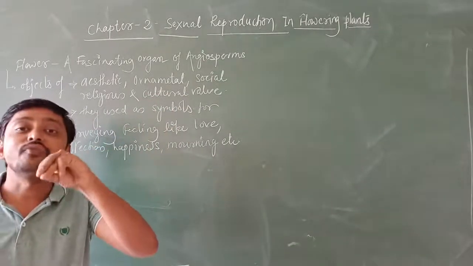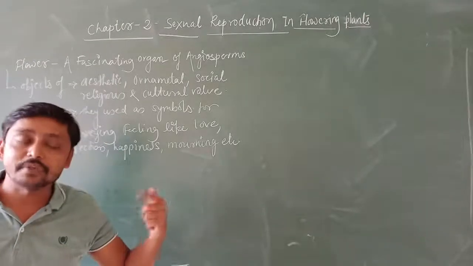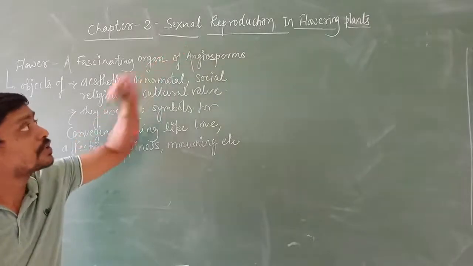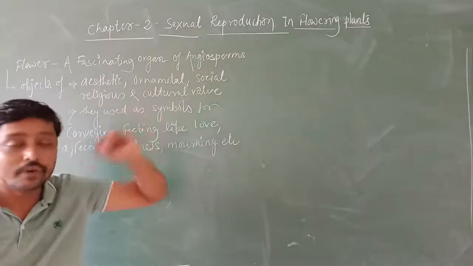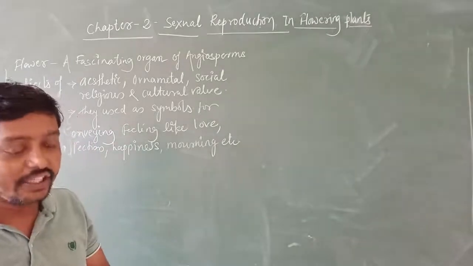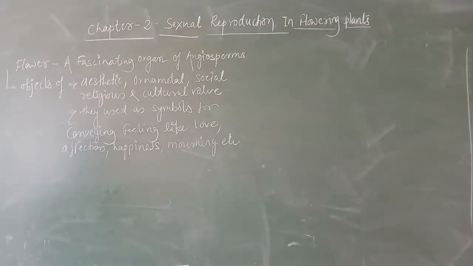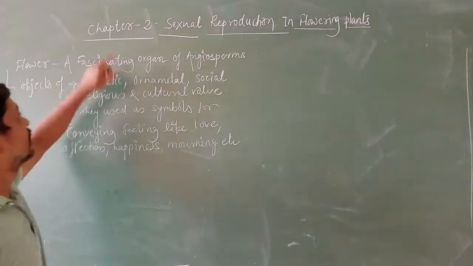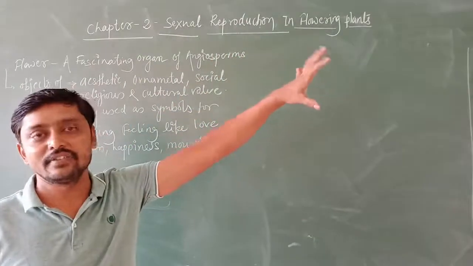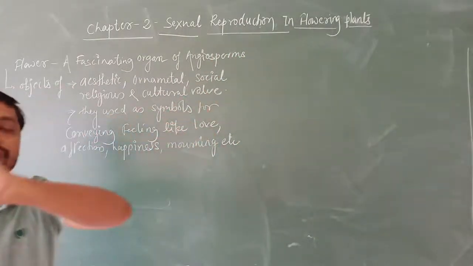That is what we are going to study: the sexual reproduction in a flowering plant in this chapter, the pre-fertilization events, the fertilization events, and then the post-fertilization events in flowering plants. I hope all these concepts are clear for you. Now let's start with chapter 2, sexual reproduction in flowering plants.